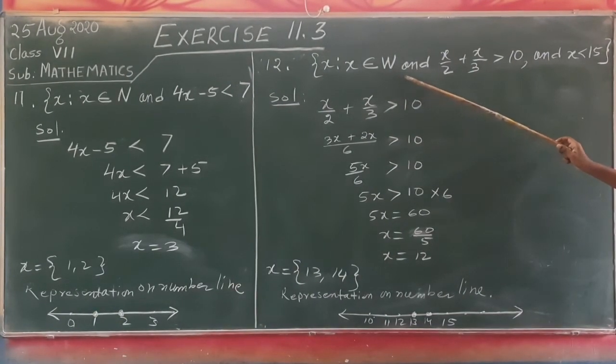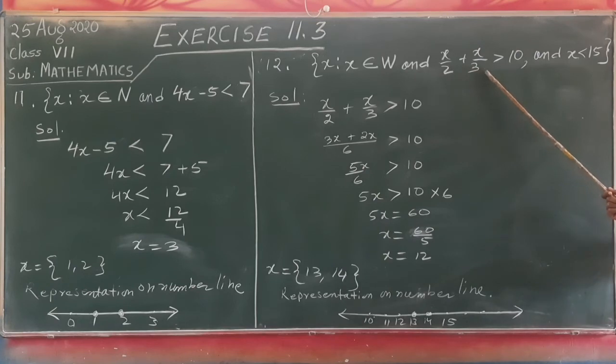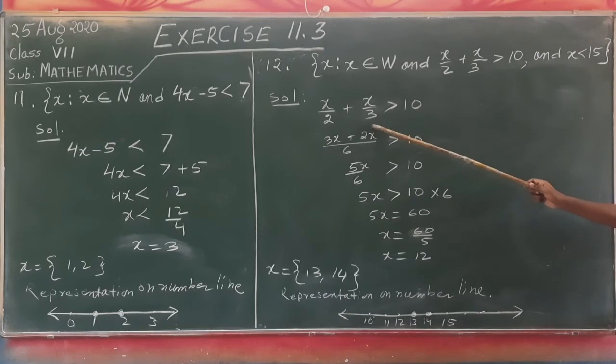12th question. When you see, again it is in the form of set builder. In the set chapter we have studied, x is such that x belongs to whole numbers, and remember whole numbers begin from 0 and there is no end to it, and there is an inequation x plus x upon 2 plus x upon 3 is greater than 10, and x is less than 15. So only that inequation we will copy down in the solution and solve it. x upon 2 plus x upon 3 is greater than 10.